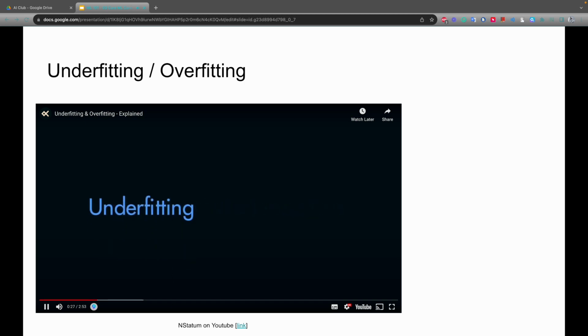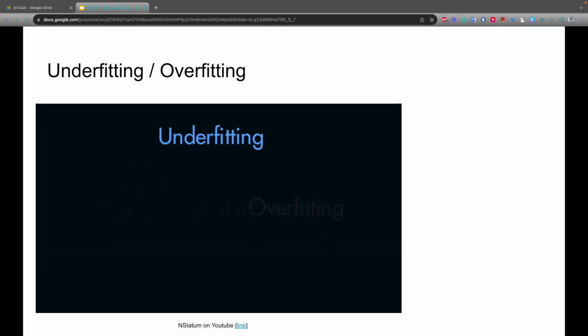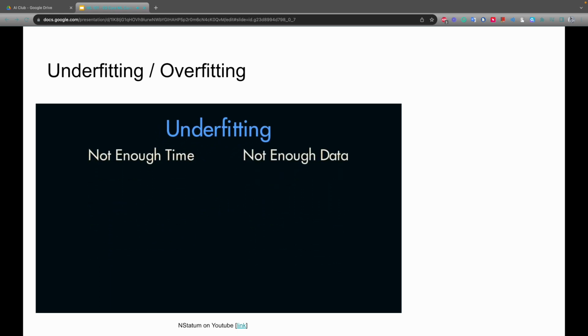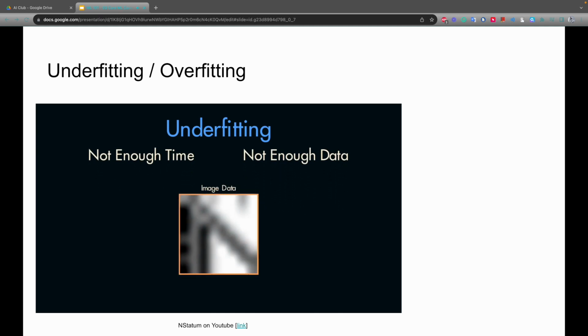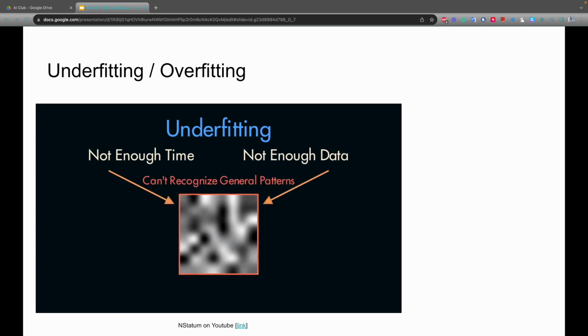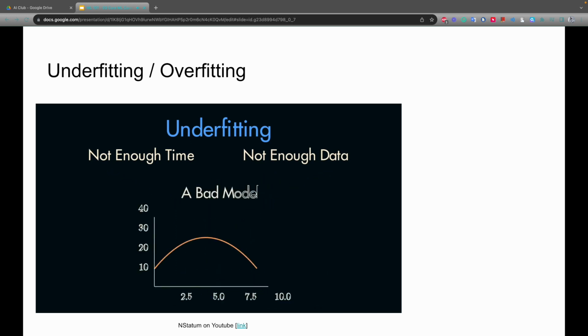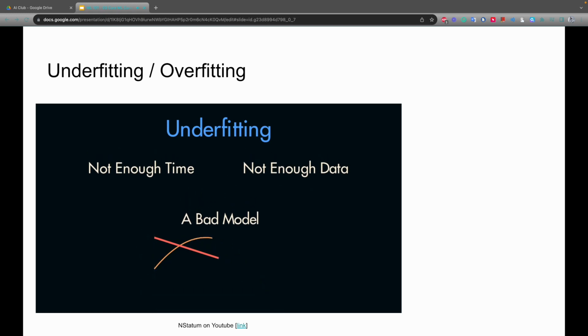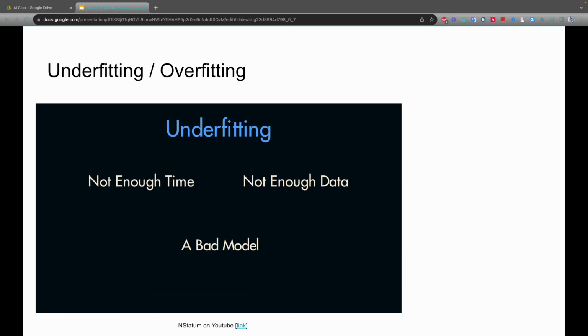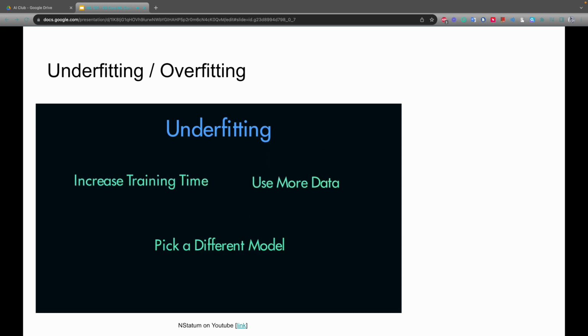Problems are underfitting and overfitting. Underfitting usually occurs when your model hasn't had enough time or data to train with, and as a result, it cannot pick up on the general patterns needed to make accurate predictions. It can also be the result of a mismatched model, say, trying to fit a line to data that is in reality distributed along a quadratic. You can generally resolve this problem by picking a different model, increasing the amount of time or iterations the model trains for, or using more training data.